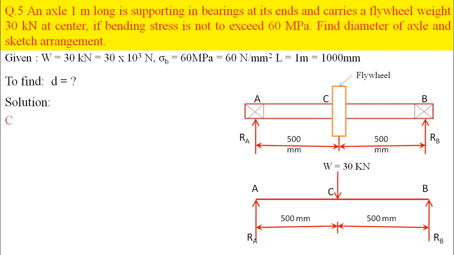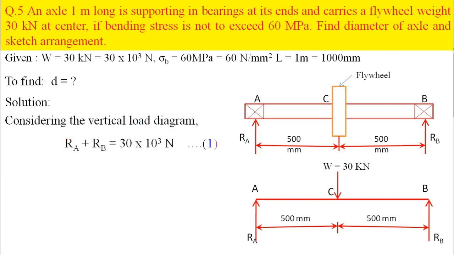Considering the vertical load diagram, we can write down it as RA plus RB is equal to 30 into 10 raised to 3 Newton. In the previous semesters, we have seen the SOM subject. In that, we have seen the shear force and bending moment chapter. In that, the vertical loads which are going upside are taken positive and the loads which are going downside are taken as negative. From that, we can write down the equation 1, RA plus RB is equal to 30 into 10 raised to 3 Newton.